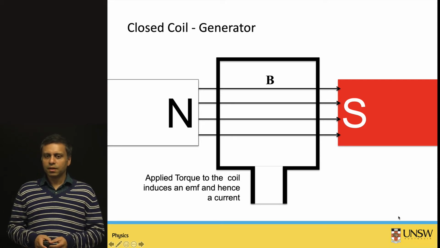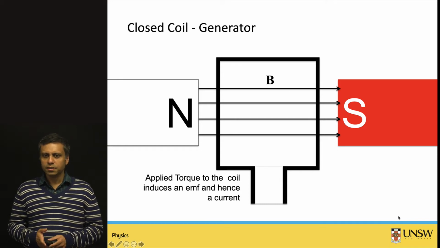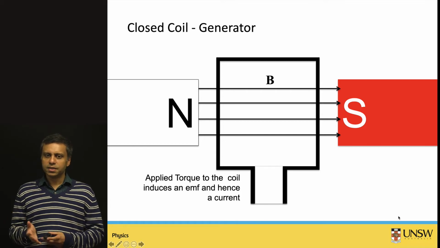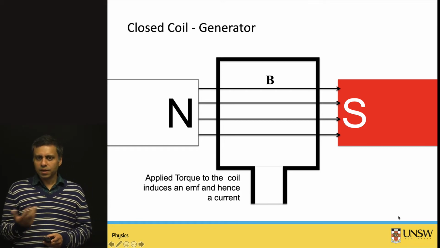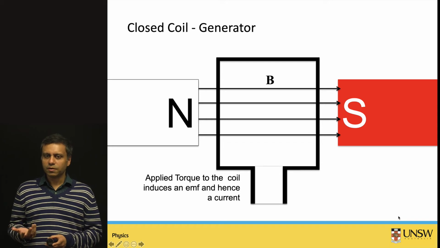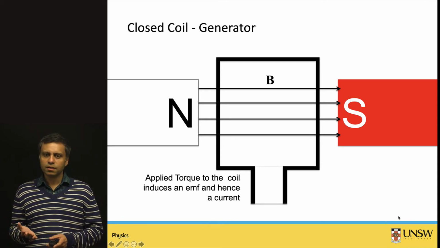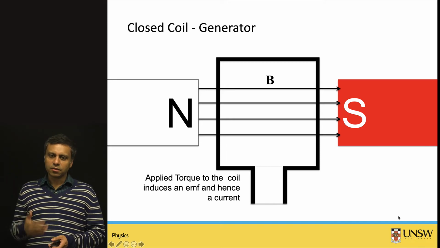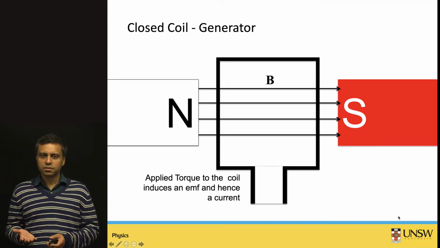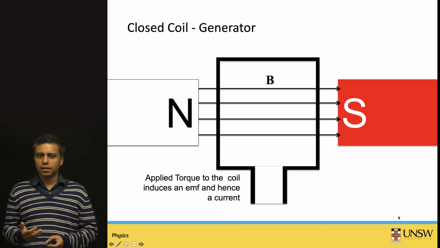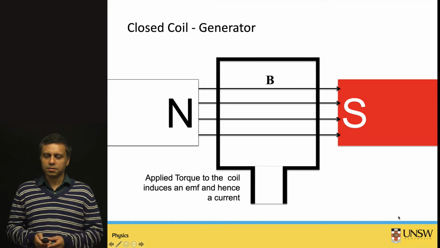So there would be an EMF developed at the ends of the coil, plus and minus, and in this way you can create a current through the coil. So you have converted wind energy into electrical energy. Similarly, in the same manner, you can generate hydroelectricity. Water falling from a height can also cause this kind of rotation of a coil, and using the same principle, you can obtain electricity out of this setup.